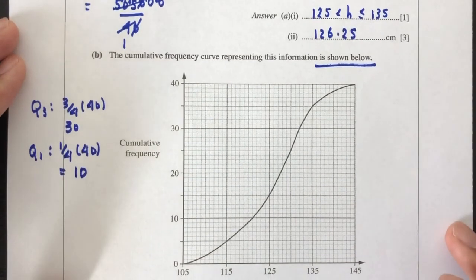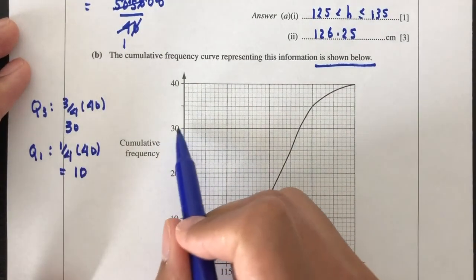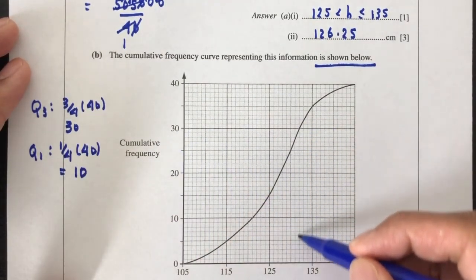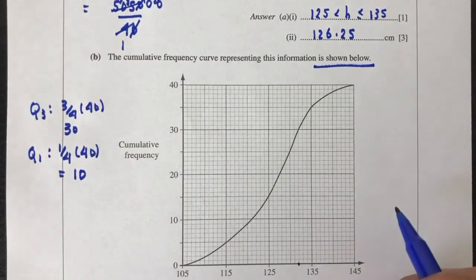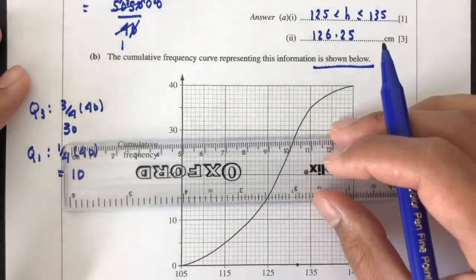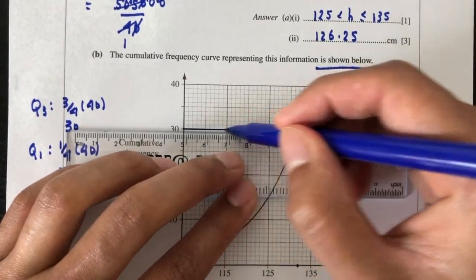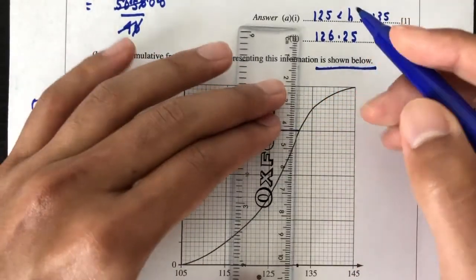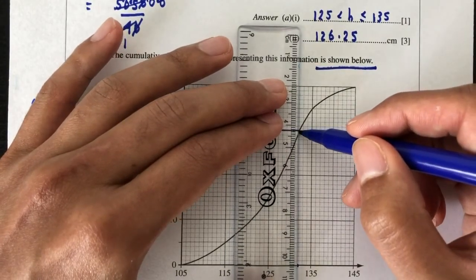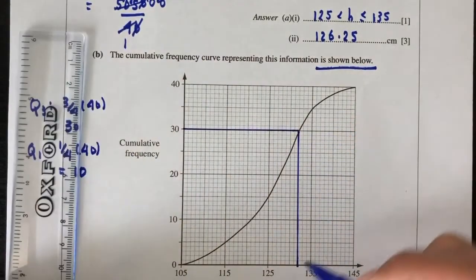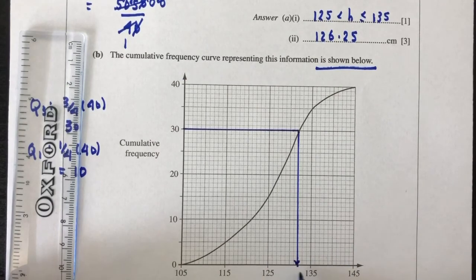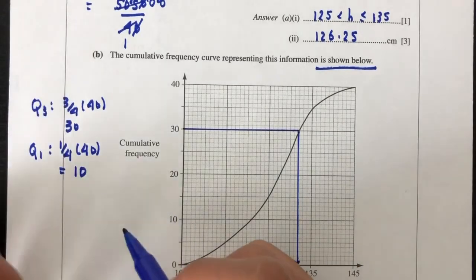So let's do those one by one. Finding the 30th element will be here, which should give you the value here. Of course you have to show your drawing, you have to show the line to get your mark, so that is very important. That's the first line. That's the other line. So the value here is what? 126, 27, 28, 28.5. So 128.5 for Q3.